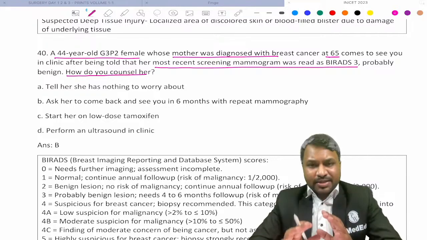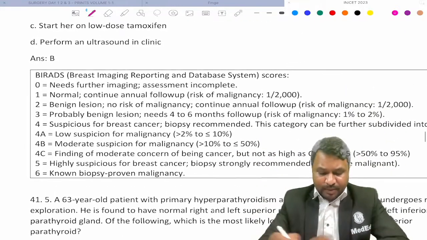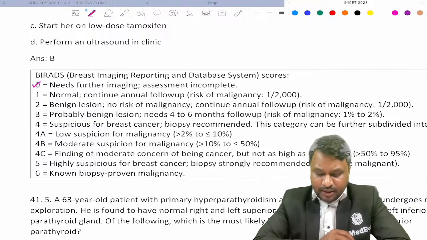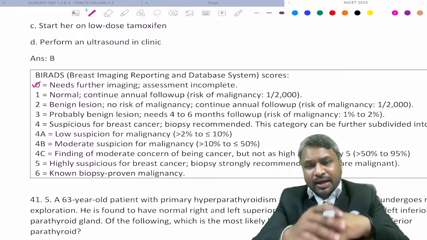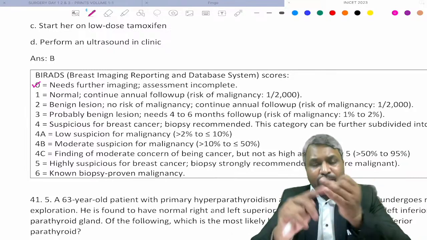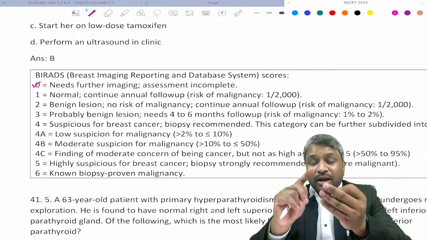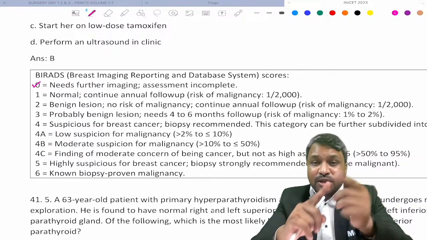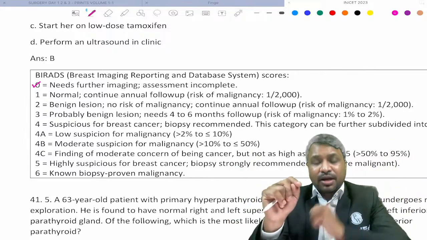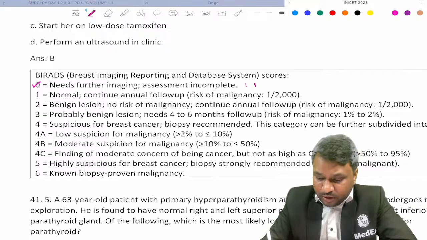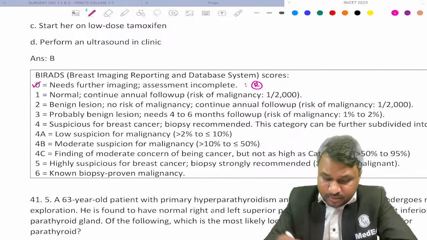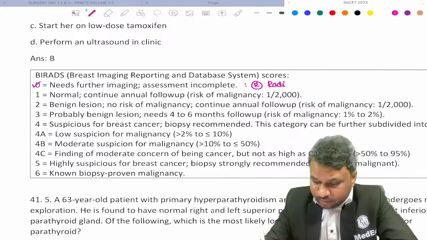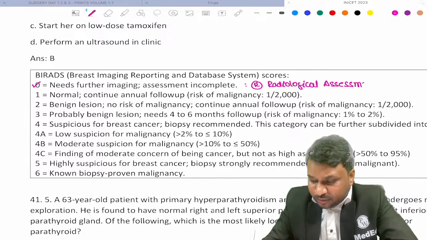Now, on the basis of BIRADS, BIRADS 0 is an incomplete assessment. In an incomplete assessment, either the patient has not turned up with the report, the report has not been well documented, the quality of the image is poor, or the wrong imaging was done, for example a right breast image was done for the left breast. In category 0, you have to repeat mammography, or repeat the radiological assessment to complete it.